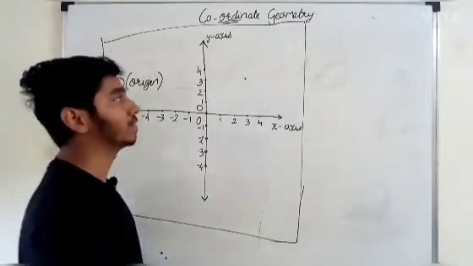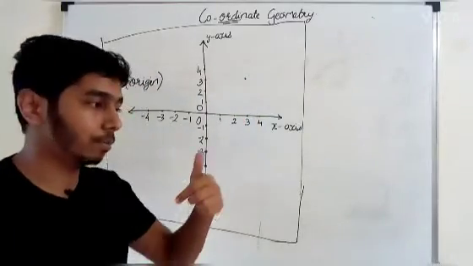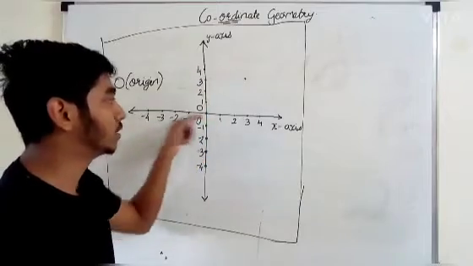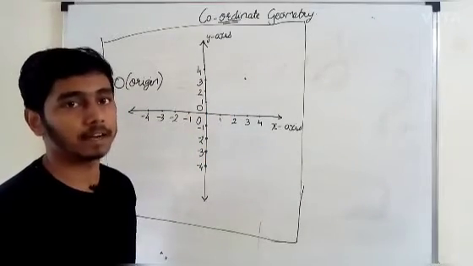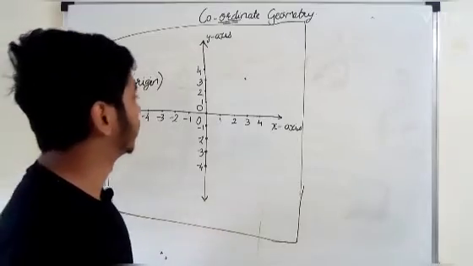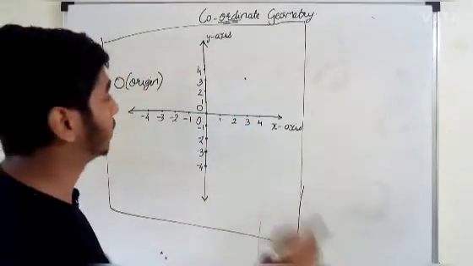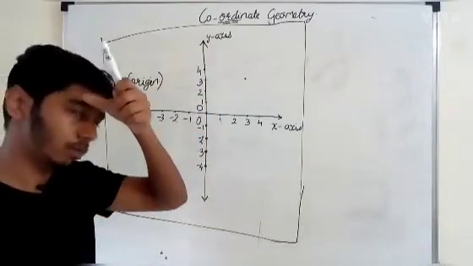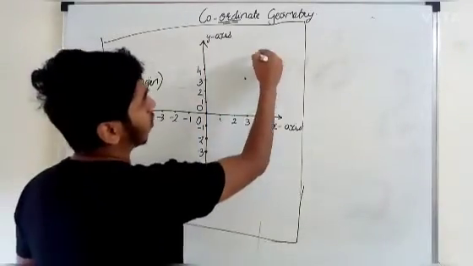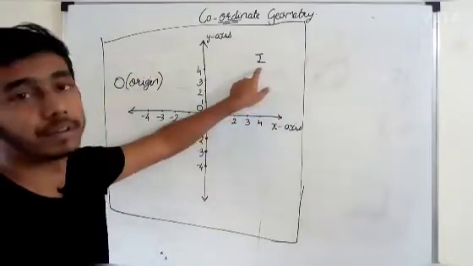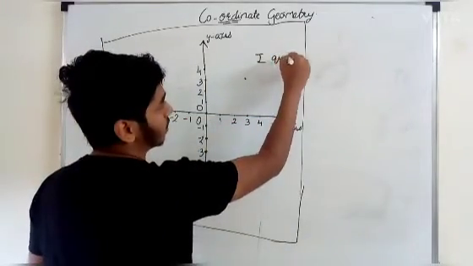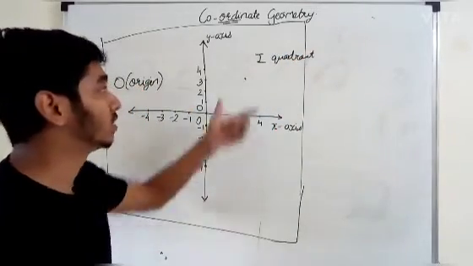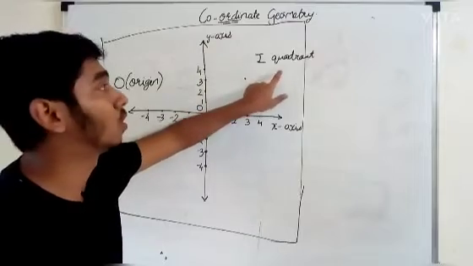You should understand, if you want to find something, you should be able to find it with respect to what? This point will be found with respect to these two axes, correct? Before getting into this, let me tell you, this is the x-axis, this is the y-axis, this is the origin. Now this is called the first quadrant, or first section.